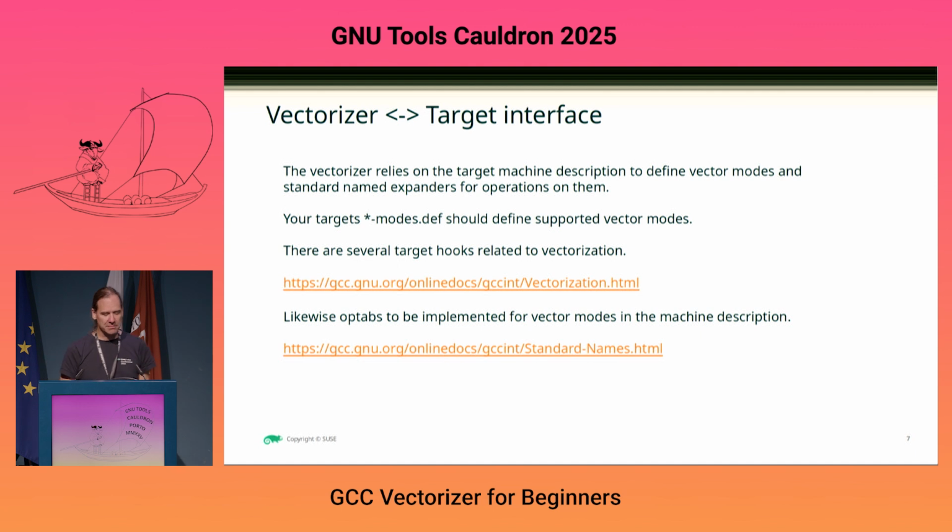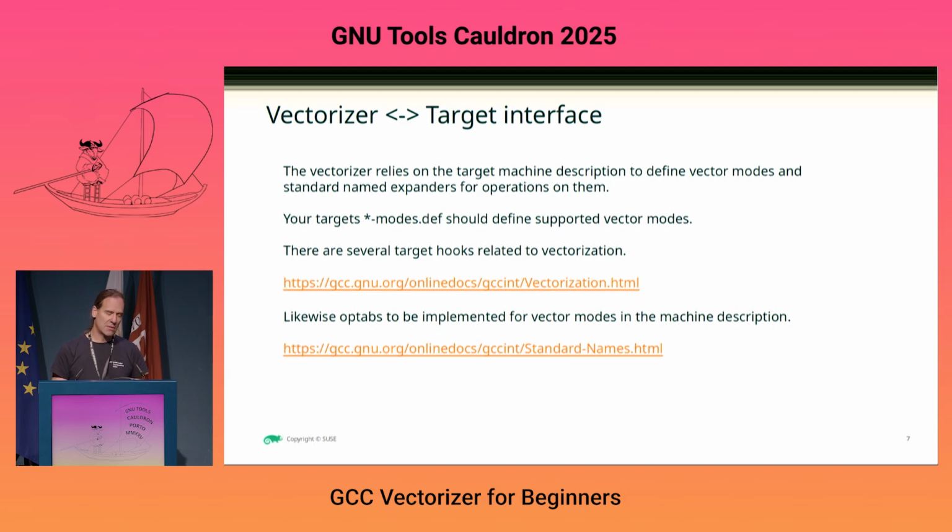But that means at the first step, you need to expose vector modes to the middle end, via your target's modes definition file, where you add vector modes. Basically, look into example targets like ARM or x86-64 and see how this generally works. If you do not have a special target like with the variable vector length things, then it's quite straightforward what to do.